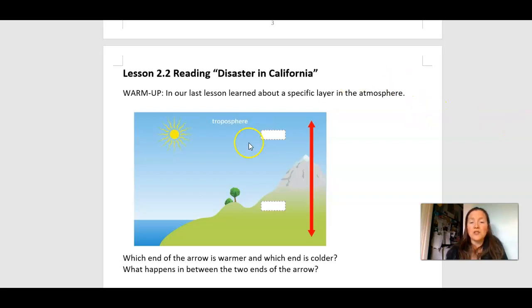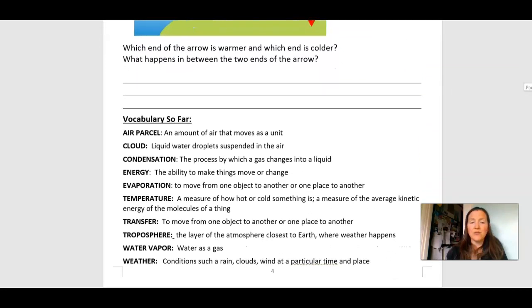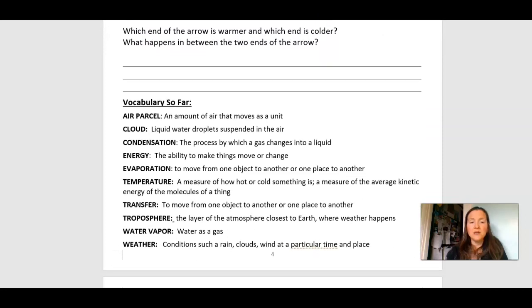We're going to look at this picture here. It says which end of the arrow is warmer and which end of the arrow is colder, and what happens in between the two ends of the arrows. So, if you had to write a word here, and you had to write a word here, what would they be? And troposphere is the name of the part of the atmosphere that we were focusing on last time. So take a minute, write your thoughts down, and I will leave up the vocabulary so far for you guys to take a quick look at to remember.